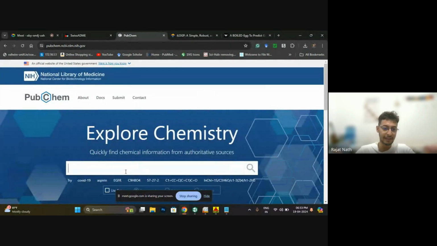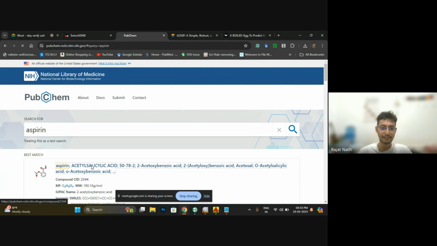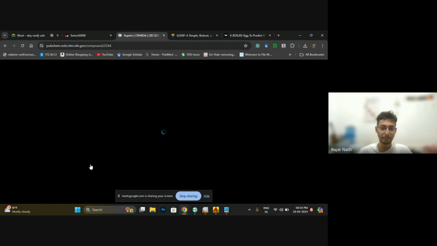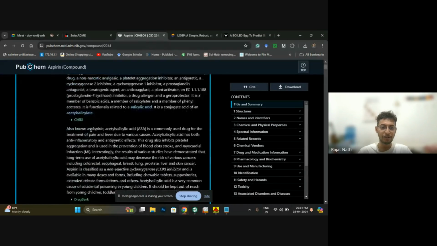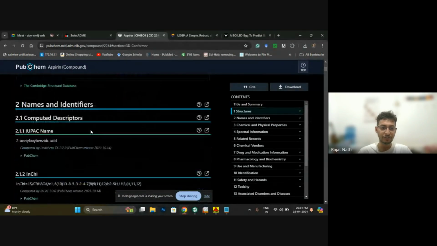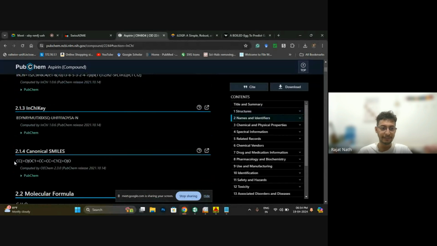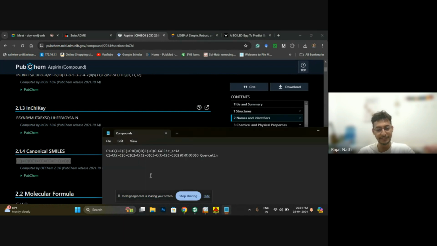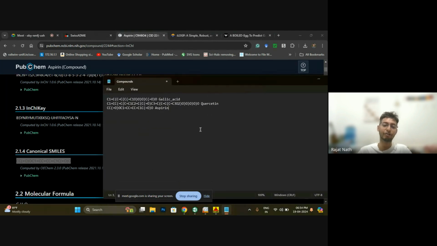Search another name like aspirin. Click aspirin. Scroll down below. Select the canonical SMILES, Control C, and paste here with Control V, space, aspirin. Okay, so like that you can make a list of compounds as your experiment design.